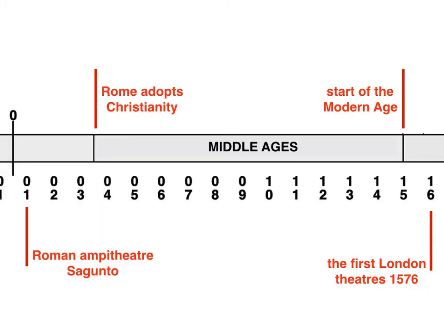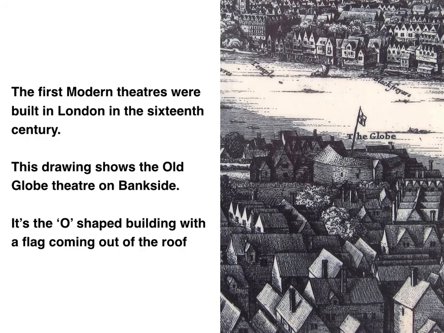Now, in the Middle Ages, theatre building came to a halt. But it started again in the modern age. The first modern theatres were built in London in the 16th century. This drawing shows the Old Globe Theatre on Bankside. These London theatres were large cylindrical structures with an open central court and encircling balconies. A large porched room structure was pushed to the back of the court and partly subsumed into the balcony ring.